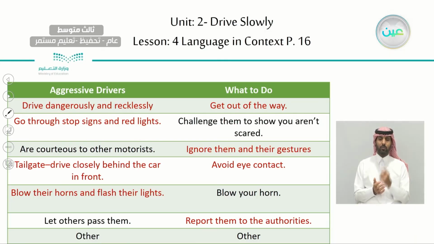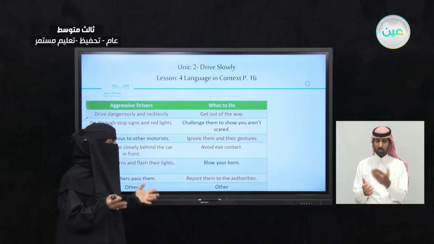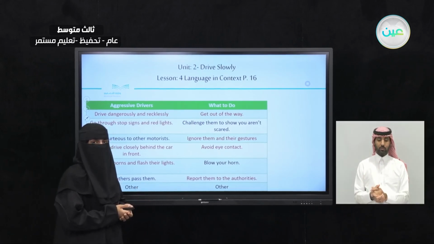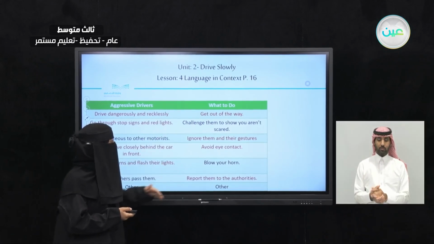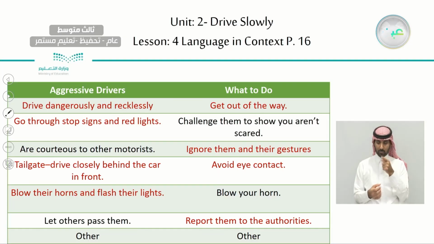If they are blowing horns, if they are flashing lights, ignore them, okay? Don't look at them. Avoid eye contact. Report them to the authorities, report them to the police and any authorities you can see when you are driving, okay? So these are the things we should do. These are the qualities of aggressive drivers, and these are the things you should do when you are encountering an aggressive driver.